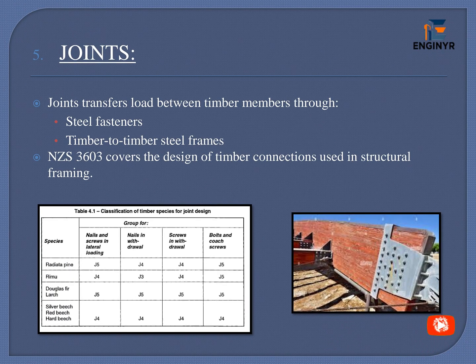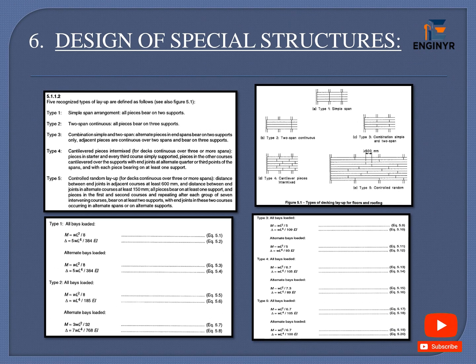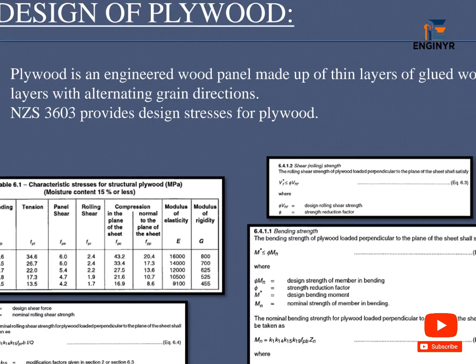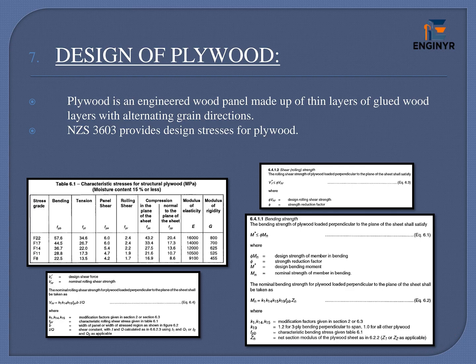Joints. Joints transfer load between timber members through steel fasteners or timber-to-timber steel frames. NZS 3603 covers the design of timber connections used in structural framing. Design of special structures. NZS 3603 also addresses the design of special timber structures. Design of plywood. Plywood is an engineered wood panel made up of thin layers of glued wood with alternating grain directions. NZS 3603 provides design stresses for plywood.